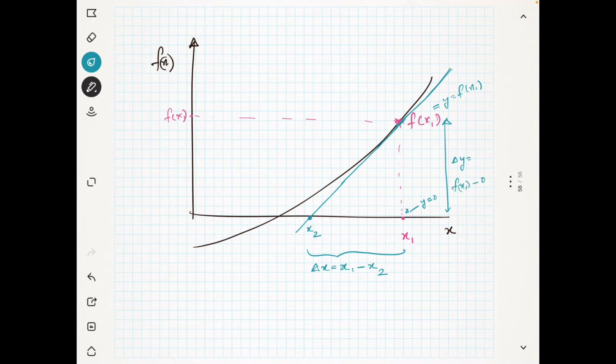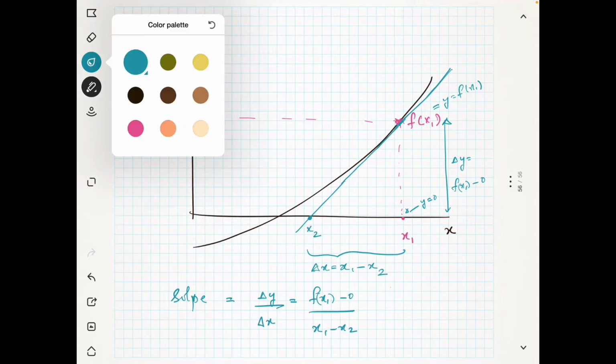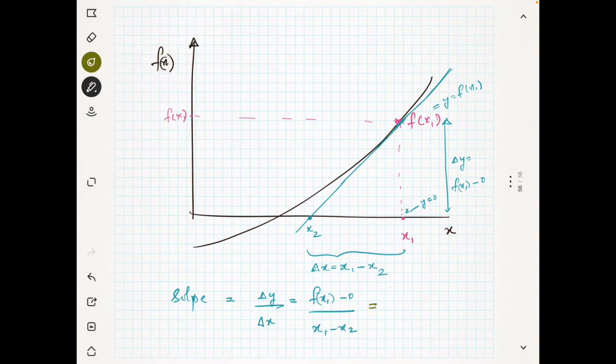Now what is the slope of this tangent? The slope of this tangent is delta y by delta x, that is f of x1 minus 0 divided by x1 minus x2. The slope of the tangent has another definition also. It is nothing but the derivative, f dash of x.